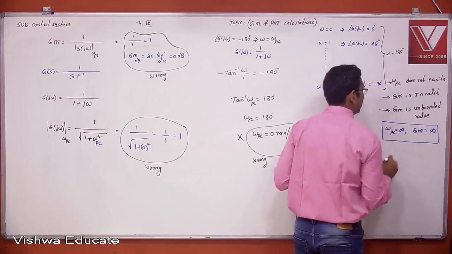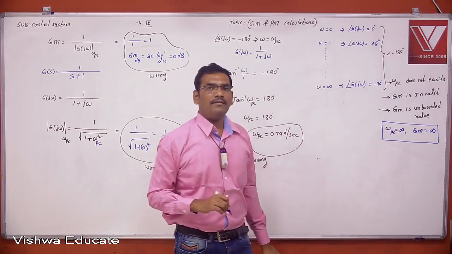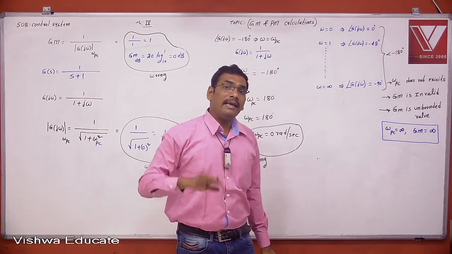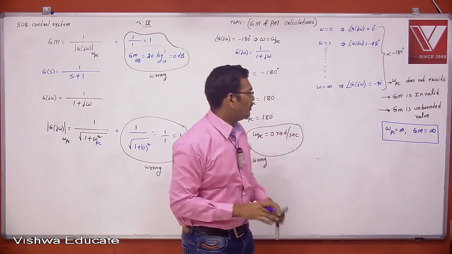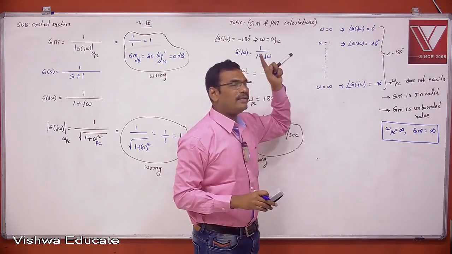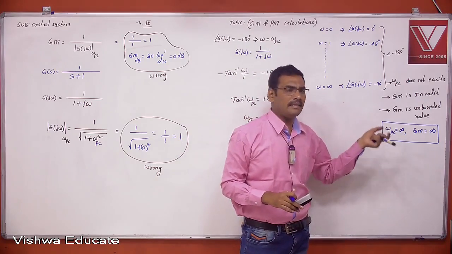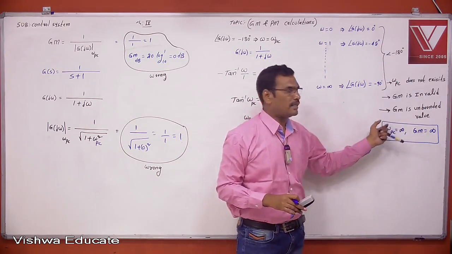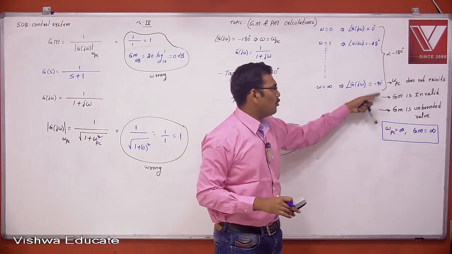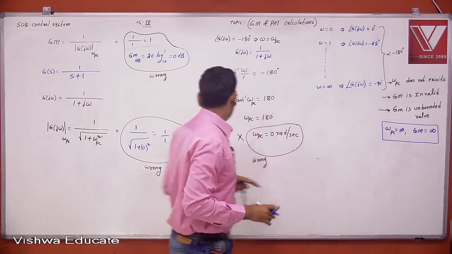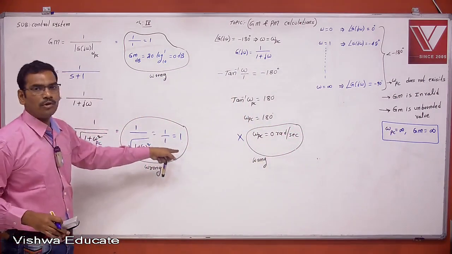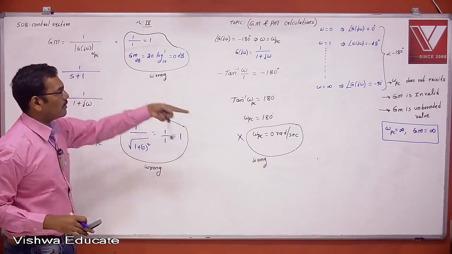I am considering omega PC is infinite, which means that I am thinking that at infinity frequency there may be a chance of causing a phase crossover frequency. Practically it is invalid, okay? For the calculations part I am saying. For doing the calculations, omega PC is treated as infinity. Now something by infinity is 0. Now something by 0 is nothing but infinity, okay?